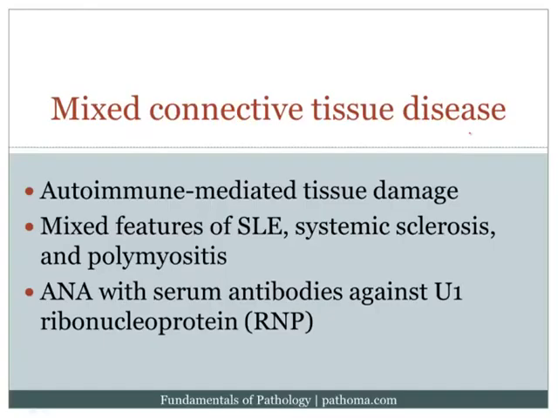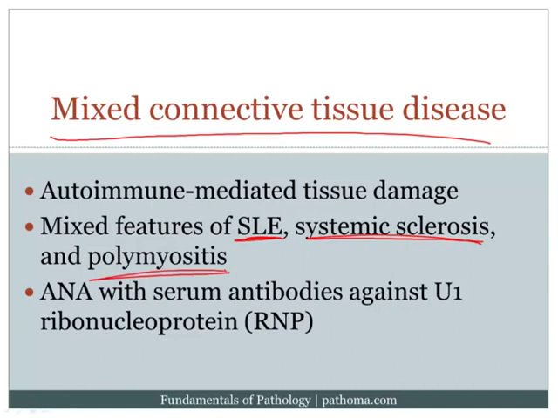The final disorder that we're going to talk about is called mixed connective tissue disease. This is an autoimmune disorder in which you get mixed features of lupus, systemic sclerosis, and polymyositis. Polymyositis is a disorder that we're going to talk about later in this course. So for example, the patients can have arthritis, like you might see in a lupus patient. They can have esophageal dysmotility with some gastroesophageal reflux disease, as you might see in a patient with systemic sclerosis. And they can have myalgia with inflammation of the muscles, or myositis, which you might see in a patient with polymyositis.